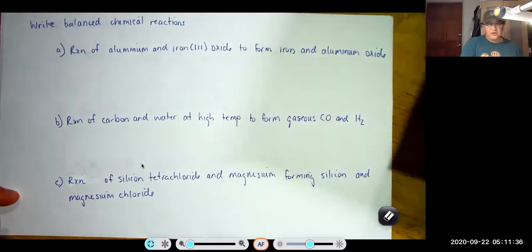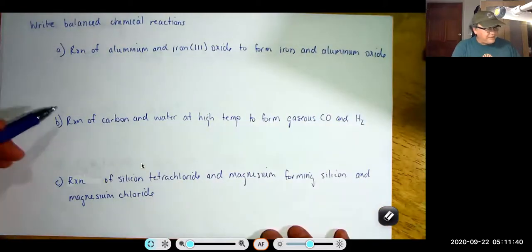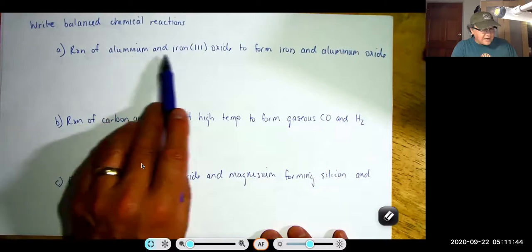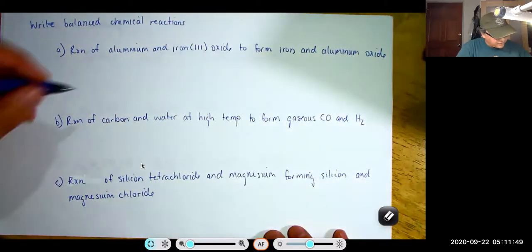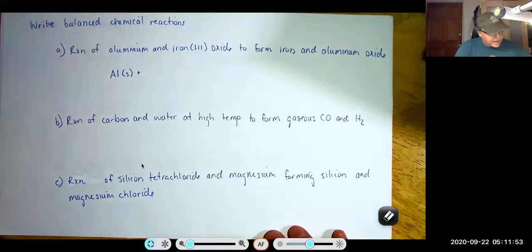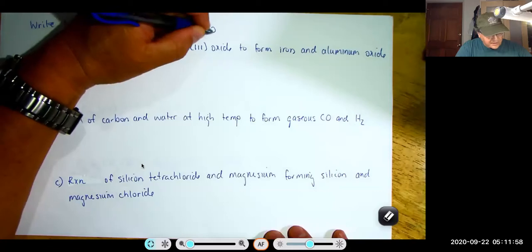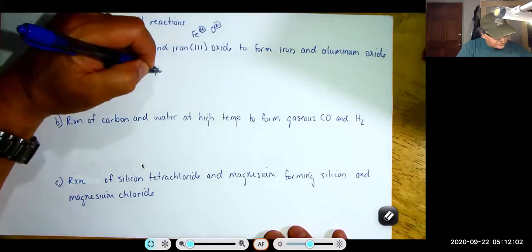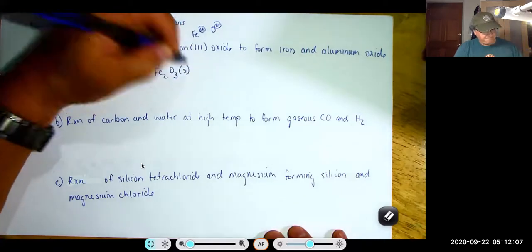Okay, so here's some more problems. Write balanced chemical reactions for the following. The reaction of aluminum and iron 3 oxide to form iron and aluminum oxide. So here's aluminum. It's a metal, it's a solid. Iron 3 oxide is iron 3 plus and O2 minus. So that means the formula is Fe2O3, and since it's an ionic compound, it'll be a solid.